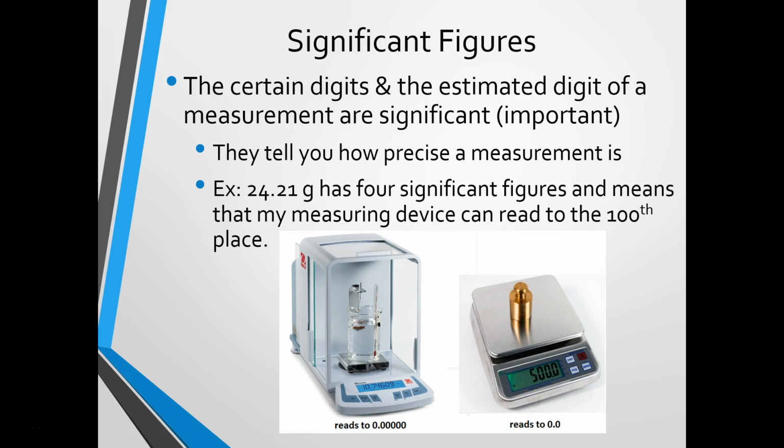In this case, we have different scales. We have one scale, something like we might use in our classroom, that reads to 0.0. So we can get probably 2 significant figures, sometimes more, depending on how many numbers are actually there. But we can go all the way to the 10th place. Or we have this guy here who can be very, very precise. It has more significant figures. The preciseness of your measuring device is basically a property of that device. It'll tell you that it reads to the 0.00000 place, or it reads to the 0.0.